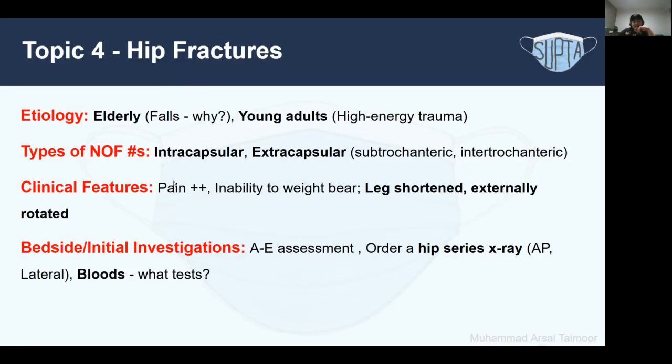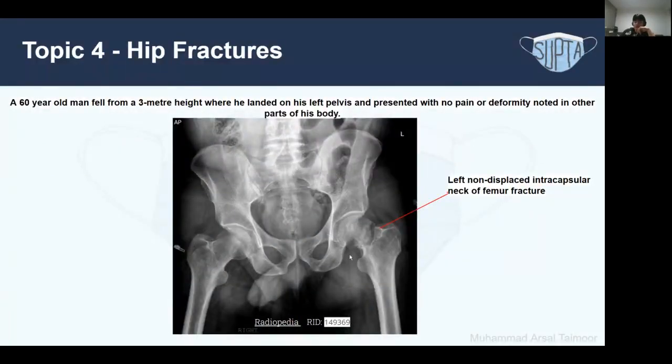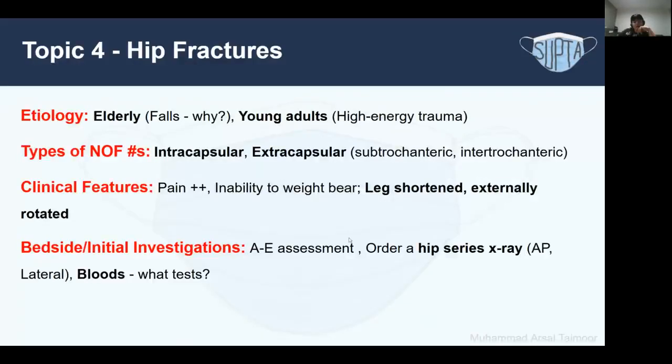So clinically, you get severe pain and inability to weight bear. Like I mentioned, your leg shortens because of the fact that you've got your hamstring muscles, you've got your deep gluteal muscles as well. The gluteal muscles will shorten that leg and also externally rotate.